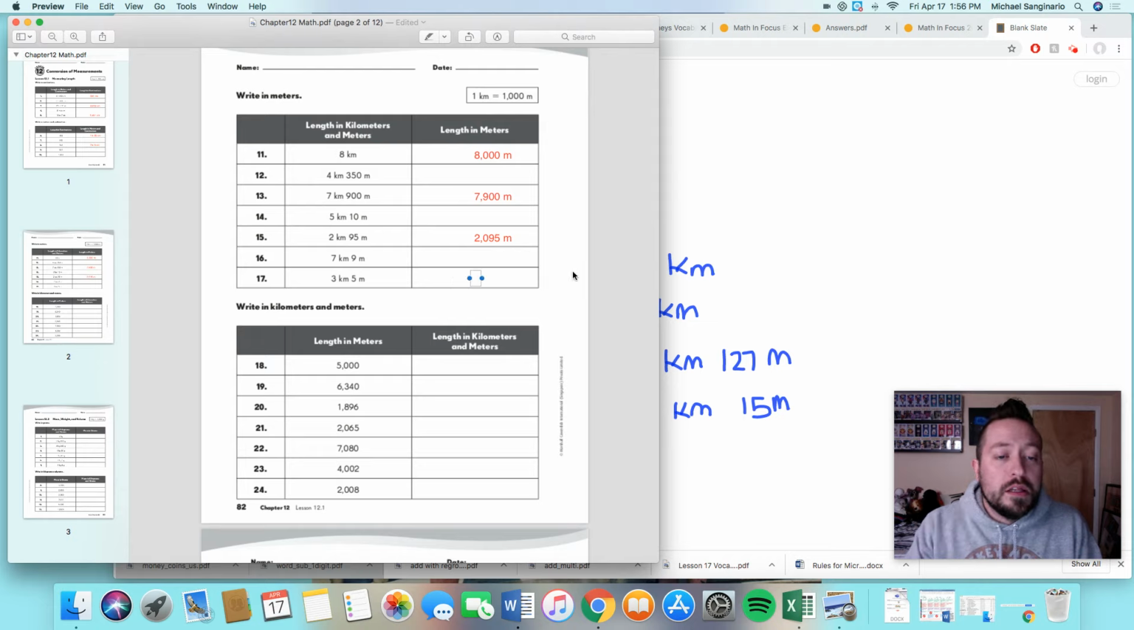17 is 3 kilometers and 5 meters. So we know the 3 kilometers is going to be a 3,000 number. Now, looking here, I only have a 5. So I don't have a hundreds place, nor do I have a tens place. So what do I have to put in there? I have to put my placeholders in there.